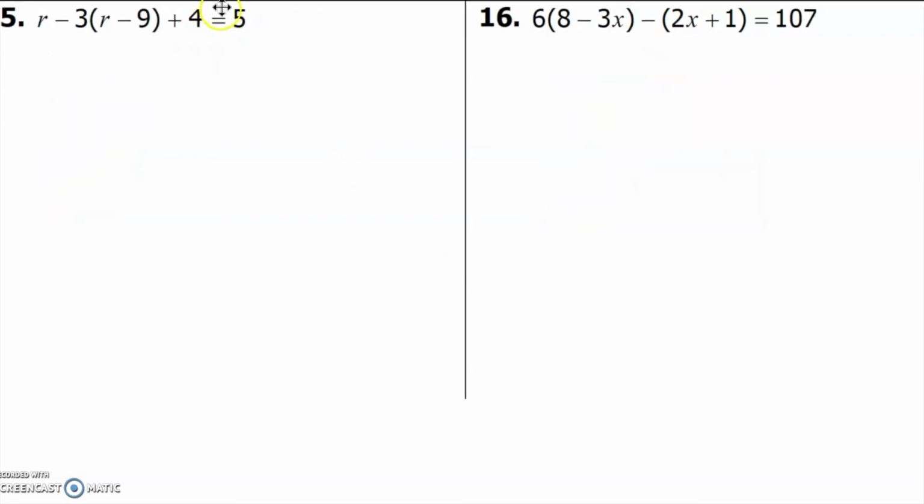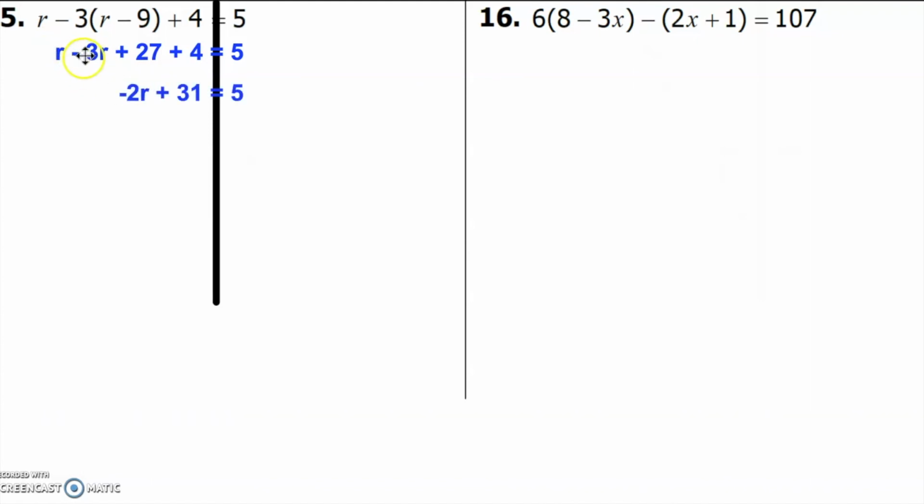In these last two examples, I'm going to distribute a negative 3 here. The r is going to come down. The 4 is going to come down. So I have r minus 3r plus 27 plus 4 equals 5. Combine your like terms. R minus 3r. There's really a 1 in front of that r. So that becomes negative 2r. 27 plus 4 is 31. Subtract 31 and then divide by negative 2.